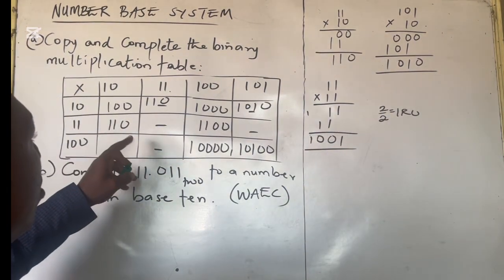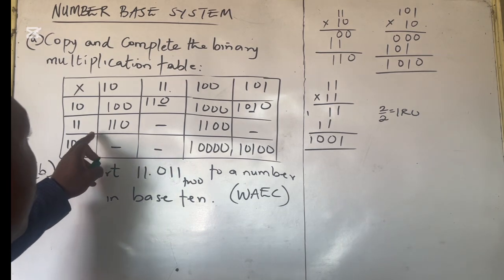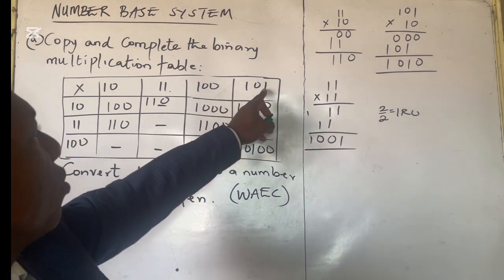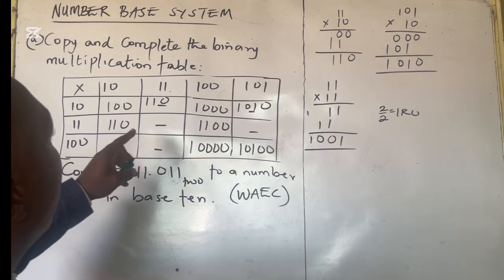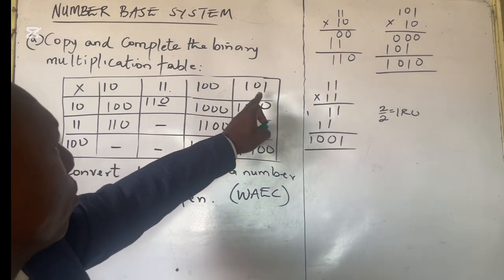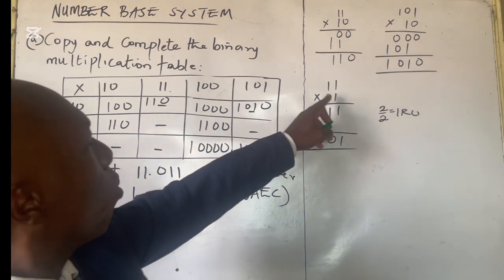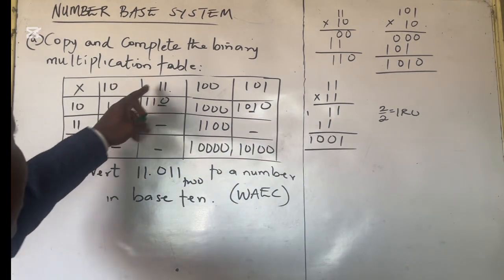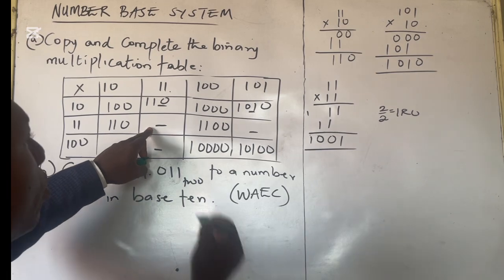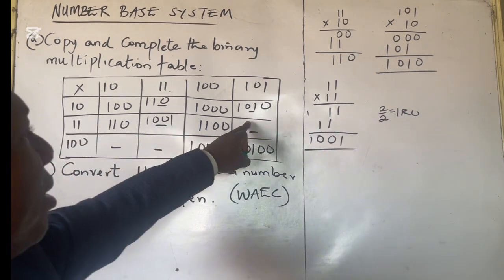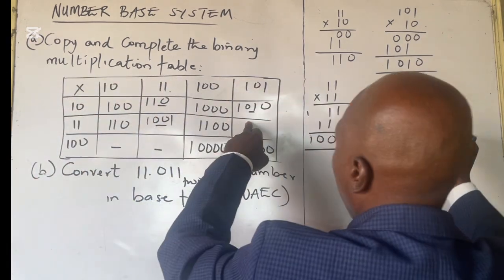So 101. Where am I now? So 101 and 10. 1, 1 times 1, 1. So 1, 1 and 1, 1. So that will give you 1, 0, 0, 1. So we have 1, 1 and this. So let's do that.